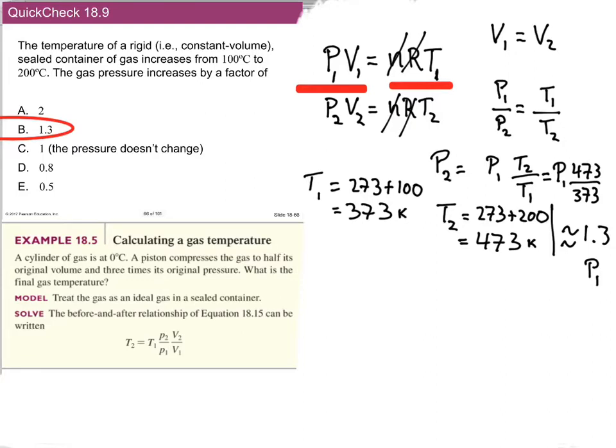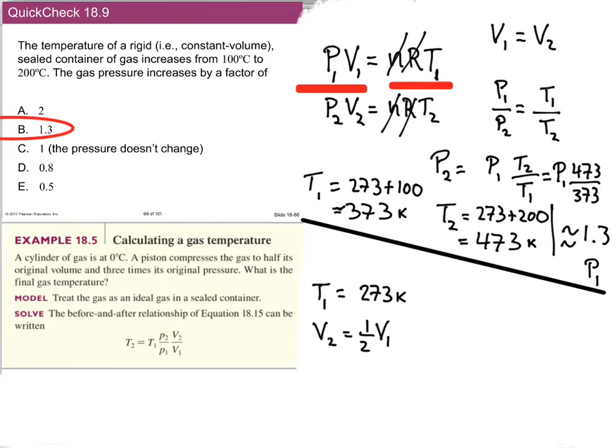It says that we have a cylinder of gas at 0 Celsius and a piston compresses the gas to half of its original volume and 3 times its original pressure. What is the final gas temperature? So again, this is a problem dealing with an ideal gas. So the equation PV equals nRT is going to be what we need to use. Again, we got to be careful with the temperatures. Make sure that they are in Kelvin. So the initial temperature is 0 Celsius, so that gives us 273 Kelvin.